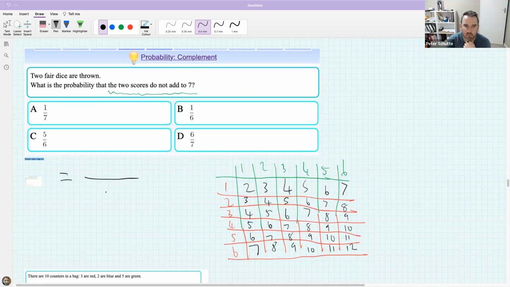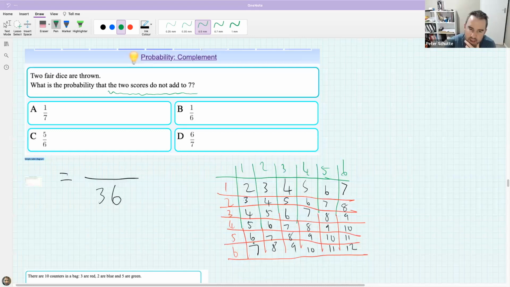So if we look at this, it feels to me like there are 36 possible outcomes. Because basically I've got 6 here, 6 here, 6, 6, 6. But now, what is a favorable outcome in my table? So if I look at that, a favorable outcome is not adding to 7.